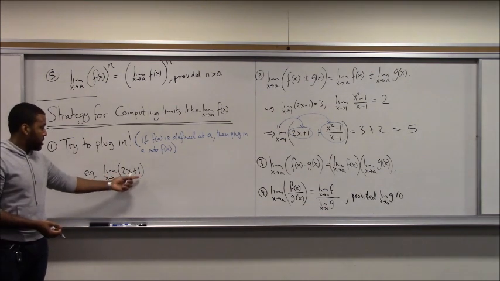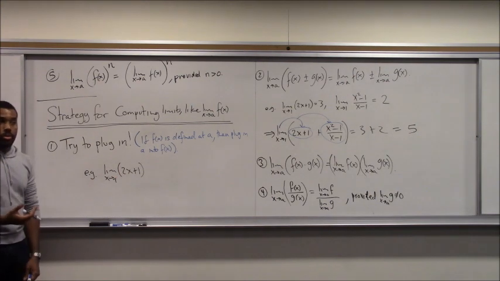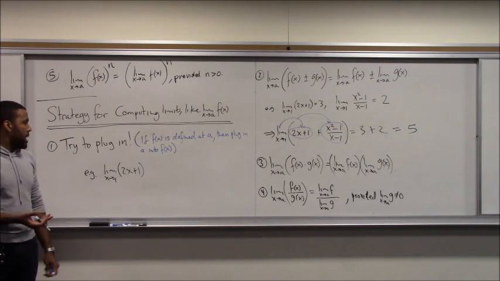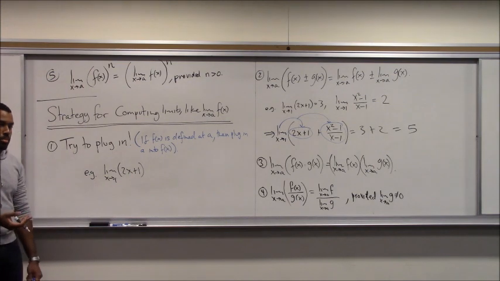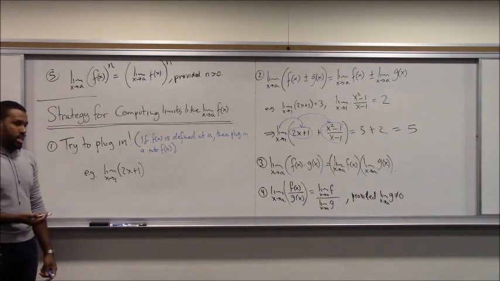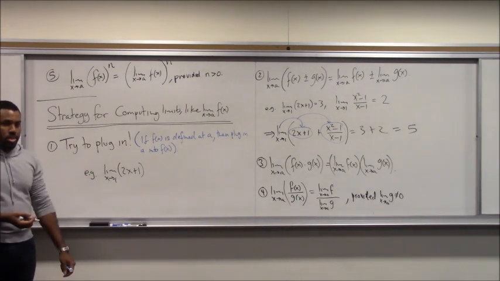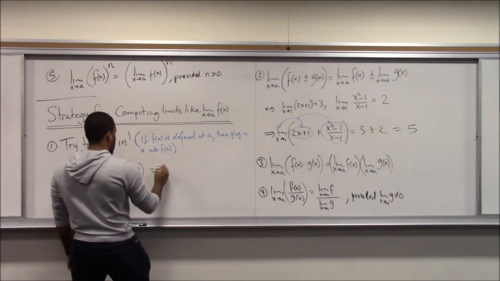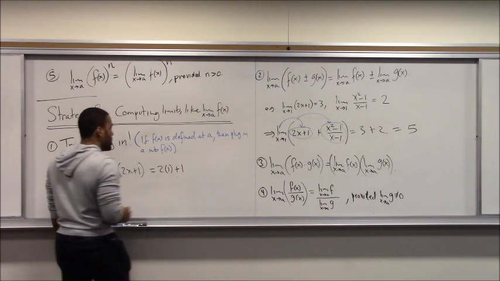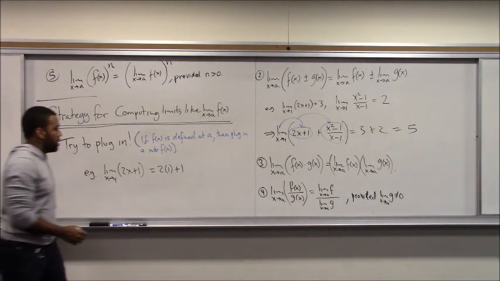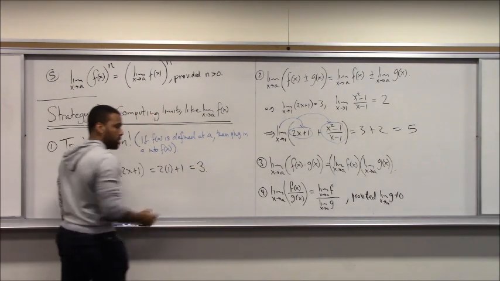Because this function, 2x plus 1, is a polynomial. The domain is all real numbers. It works for every x value that you can plug in on the number line. So you can actually plug the number into that function. You could literally just plug in the 1. So the answer would be 3.